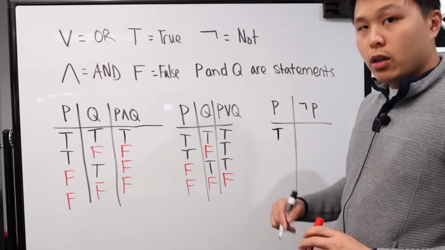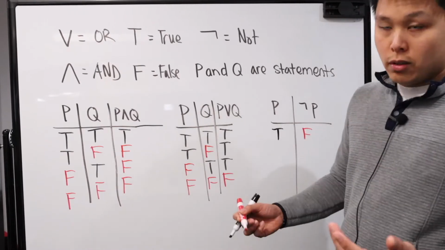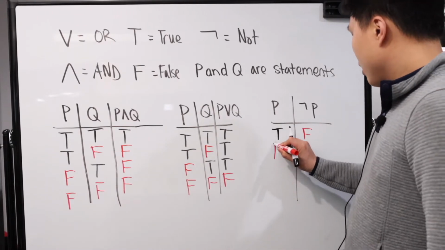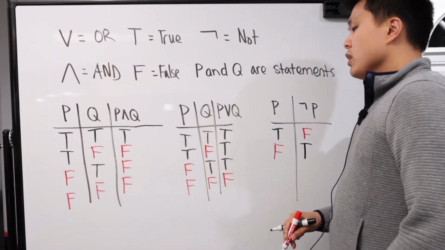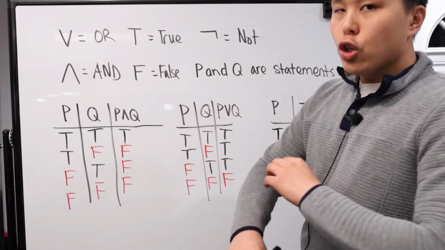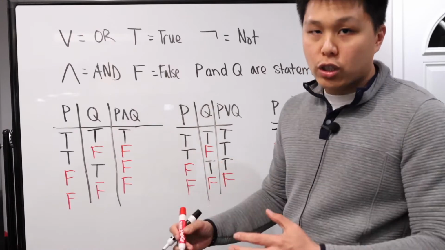If P is true, then of course the opposite, not P, has to be false. And you can guess, if P is false, then the not symbol is going to make it true. Now, this seems arbitrary, so let's actually look at problems, look at statements, and see how this kind of reasoning actually plays out.